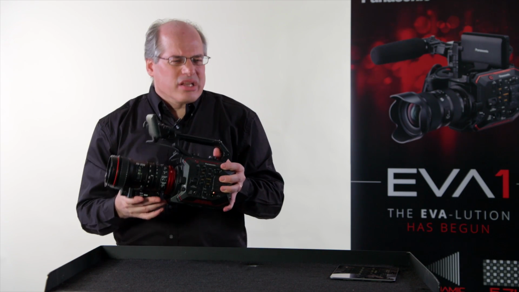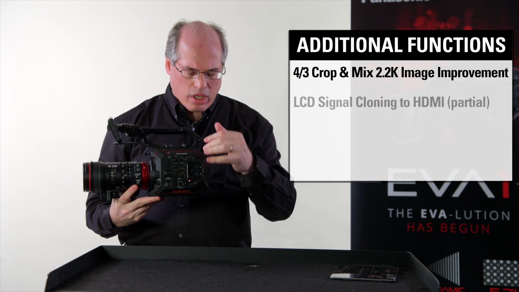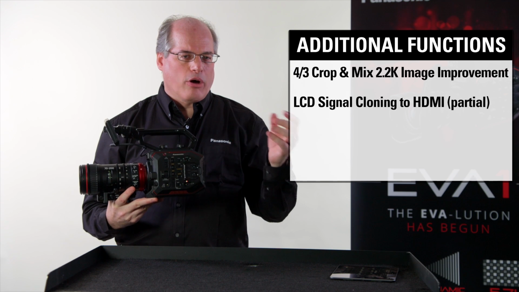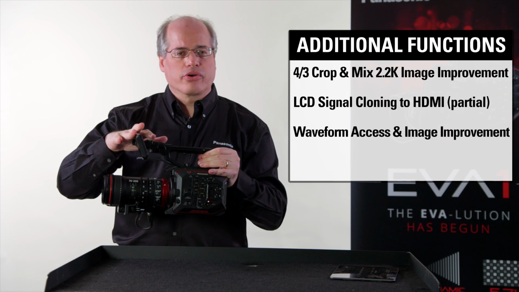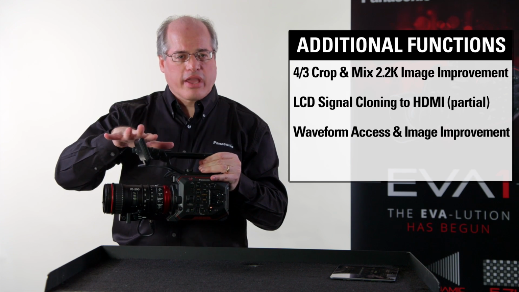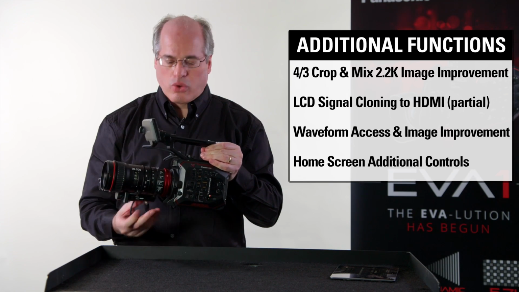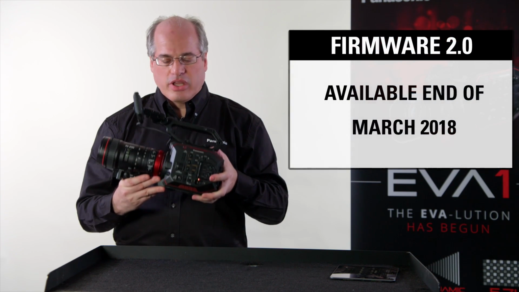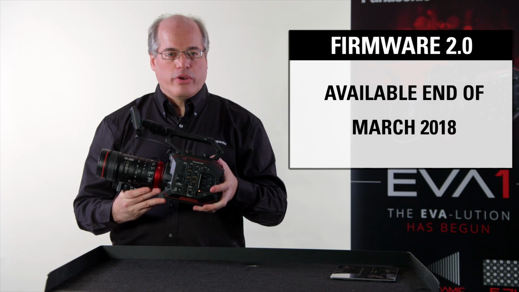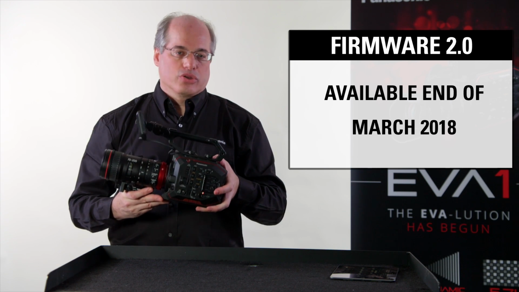Lots of other little functions are in this new firmware. There are improvements in some of the video recording. There are improvements in the video outputs and functions you can have on them. Improvements on some of the monitoring controls on the camera, as well as some of the interfaces available to you for controlling functions on the camera. Many, many functions, lots of stuff in the new EVA 2.0, really rounding out the camera, available March 2018.